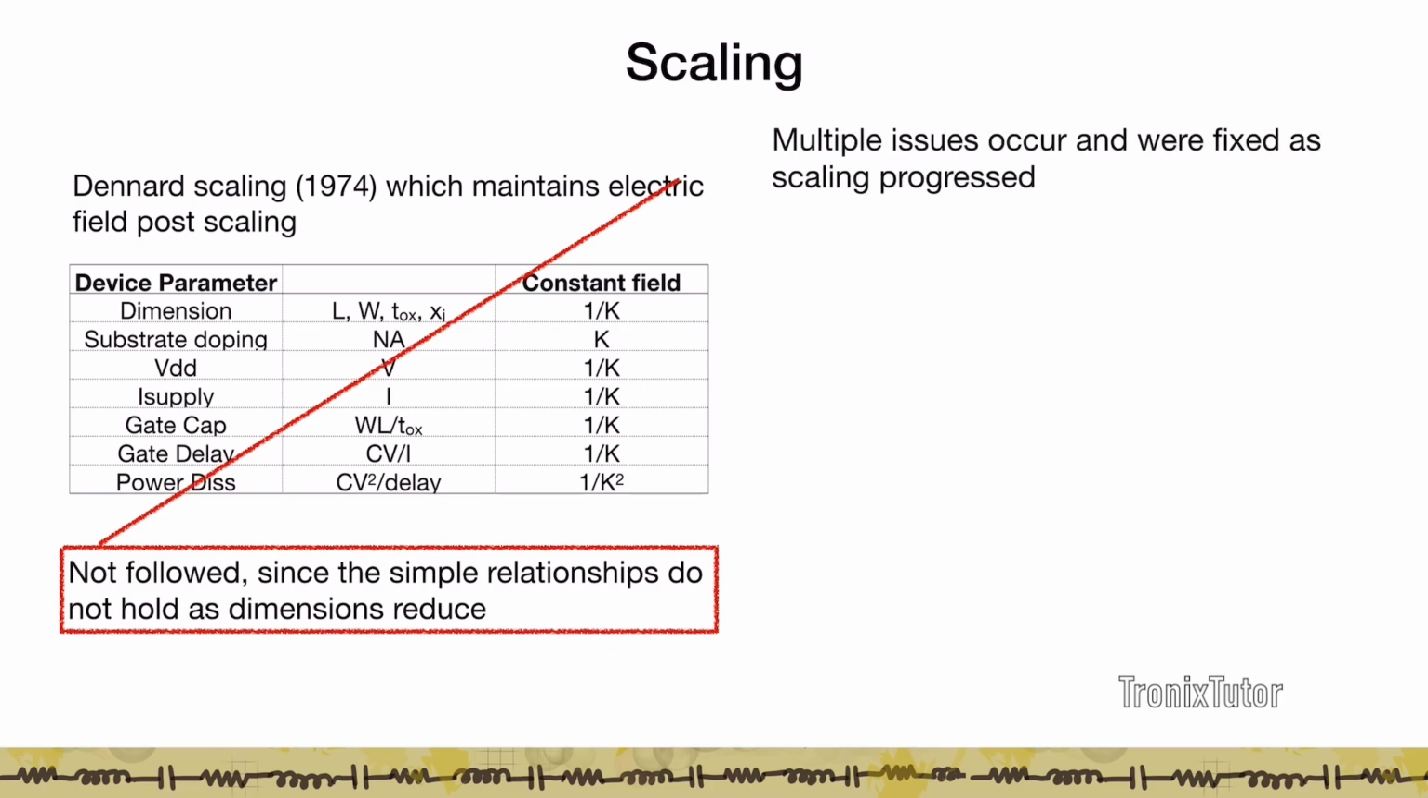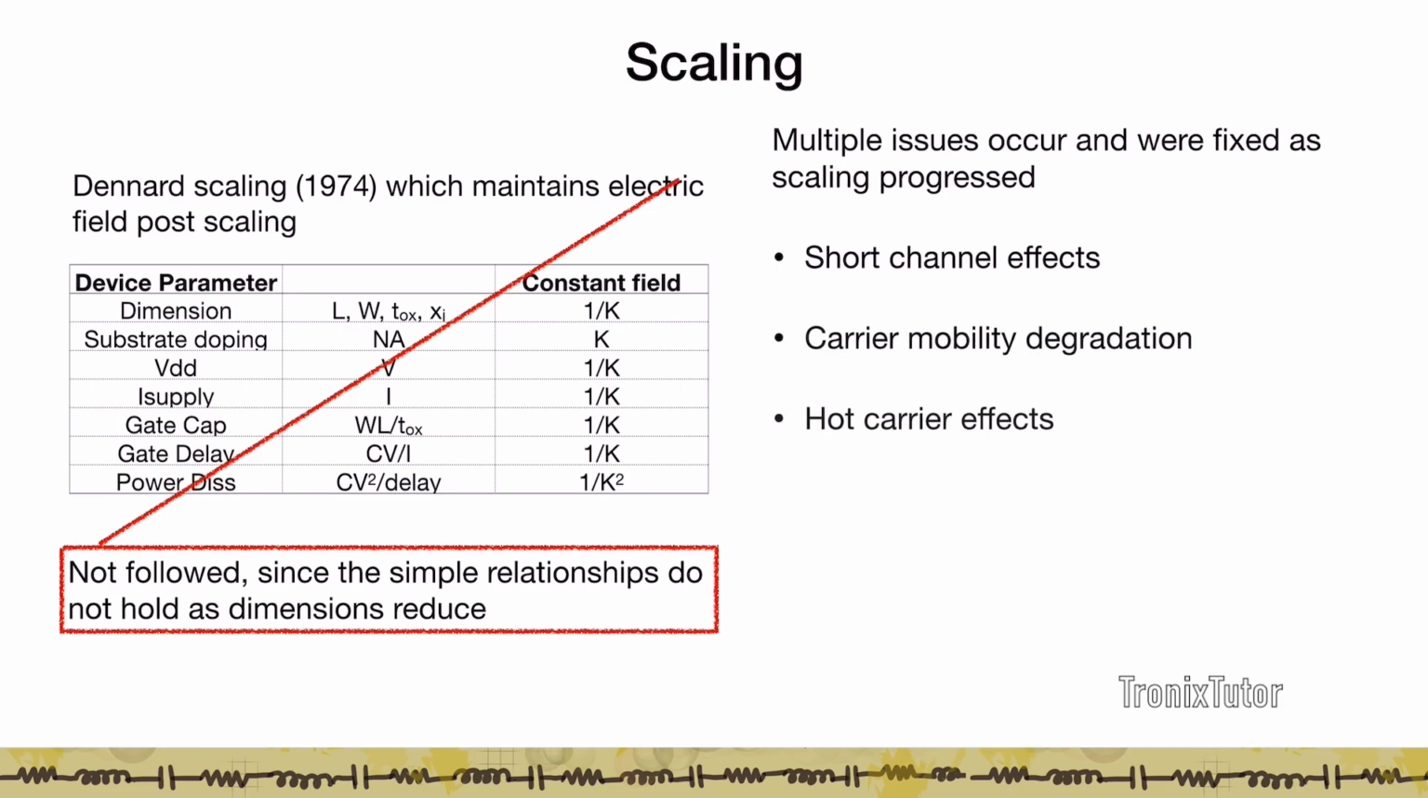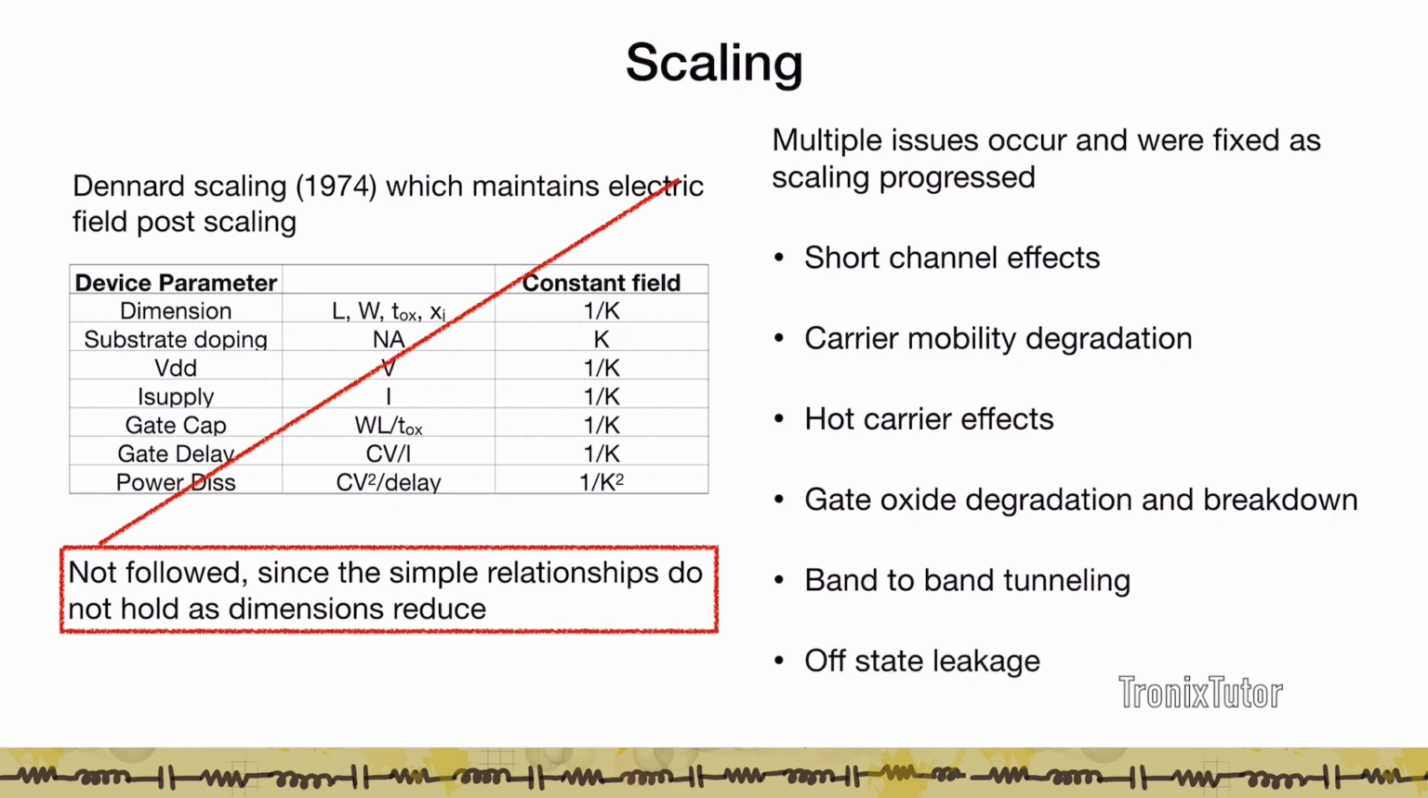Multiple issues occur when we reduce the dimensions of a MOSFET, and each of them required more than a simple fix to get them scaled to the subsequent generation. Some of the issues were short channel effects, degradation in carrier mobility, hot carrier effects, gate oxide degradation and breakdown, band-to-band tunneling, and off-state leakage. We won't go into each and every one of these in detail because that's probably for an involved device class. Since we're dealing with design here, let's quickly look at what scaling was and what happened over the years.